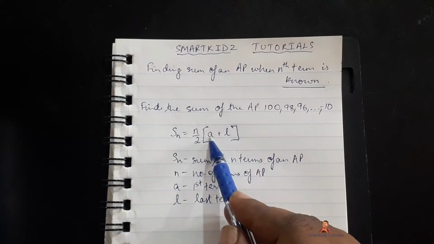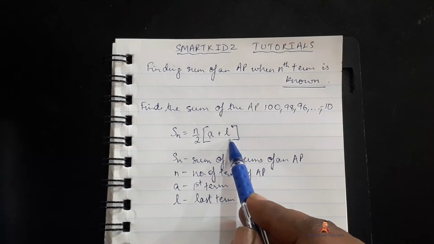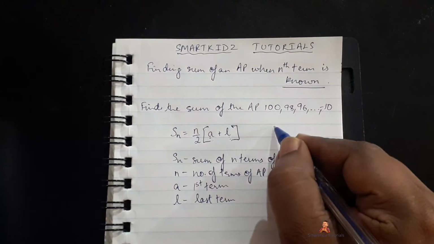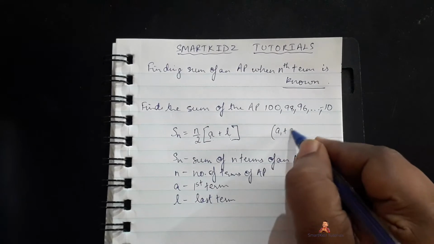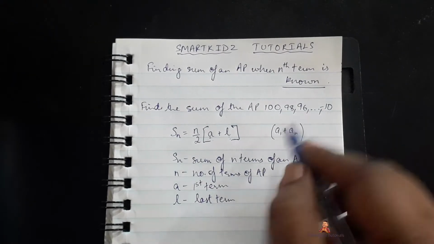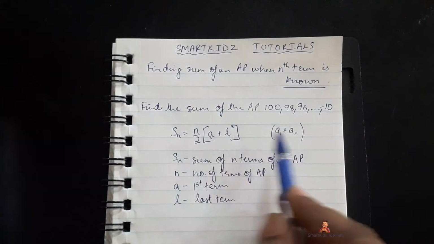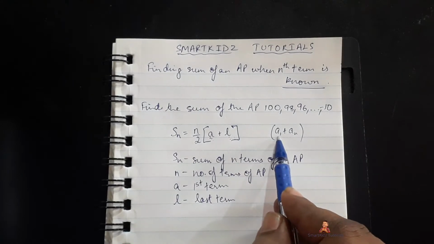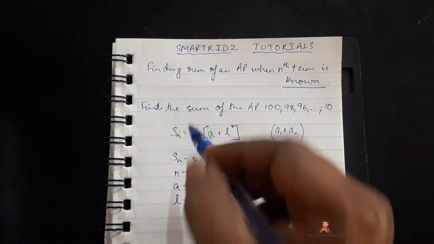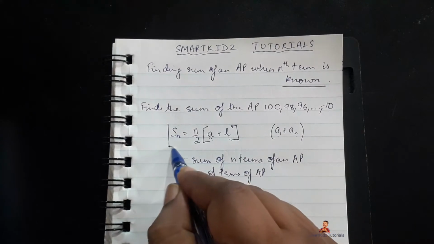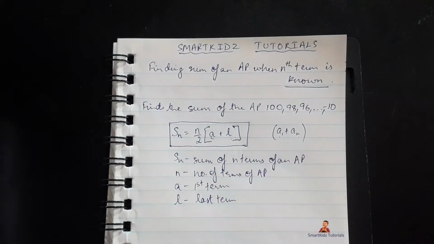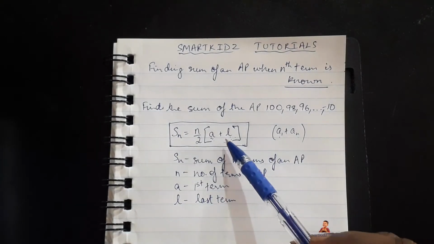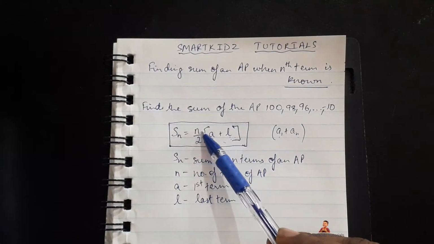So this A can also be written as A1, and this is the last term which can also be written as An. In certain cases you may also find some teachers writing A1 plus An. Okay, so it's the same thing. This is first term, last term. This also is the same thing as first term and last term. But this is the formula to find the sum of an arithmetic progression when the first and last term are known. But the problem in this case is that most of the times we are not given n.